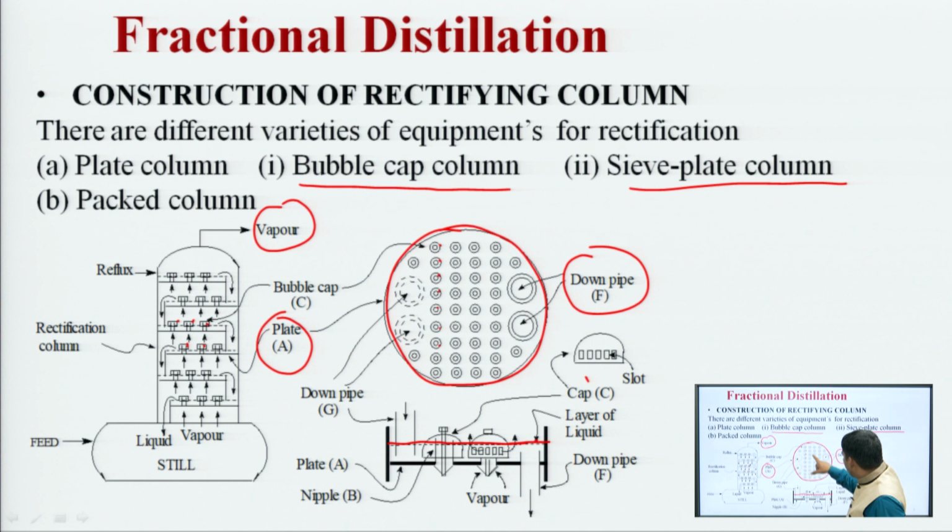Now, if we enlarge this bubble cap, it will look like this. So, this is a cap, these are the caps. From here the vapor enters into this cap, and the caps are perforated. You see there are holes in this cap. These holes are called as slots. From slots the vapors are coming out and pass through the liquid, and from liquid the vapors are taking the more volatile component and moving in upward direction.